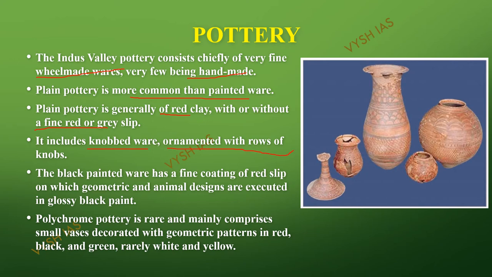Knobs are something we hold, so that is there, and they also do it for design, or it is for pouring purpose also. And black painted ware has a fine coating of red slip with geometric and animal designs. This one you can see, it is black colored paint with geometric designs, like the semicircles here. Painted ware is rarely seen, but it is given a glossy finish by black paint. Polychrome pottery, which is many-colored pottery, is rare, but it has red, black and green, and rarely white and yellow patterns are also seen.